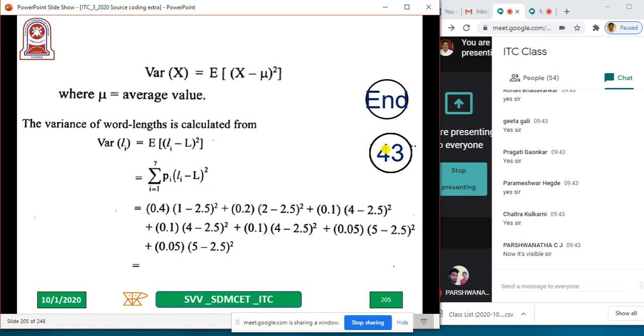Variance, how can we find it out? Summation i equal to 1 to 7 of pi li minus L, whole square. Fill the values: pi, li and L. Find out the variance. I'll show you the answer also, after a few students type answers in the chat box.